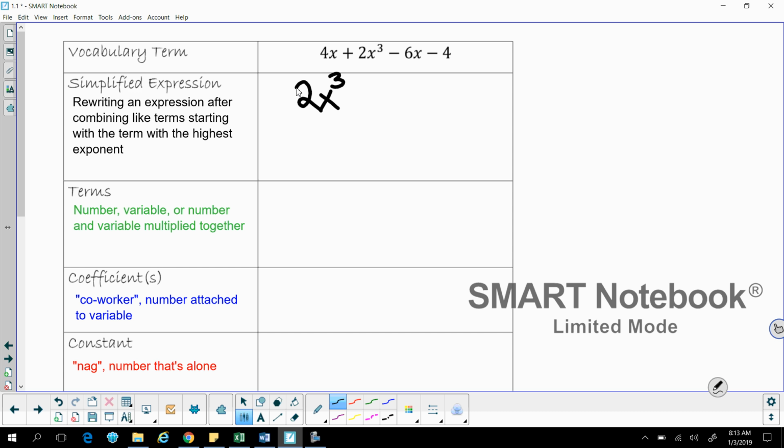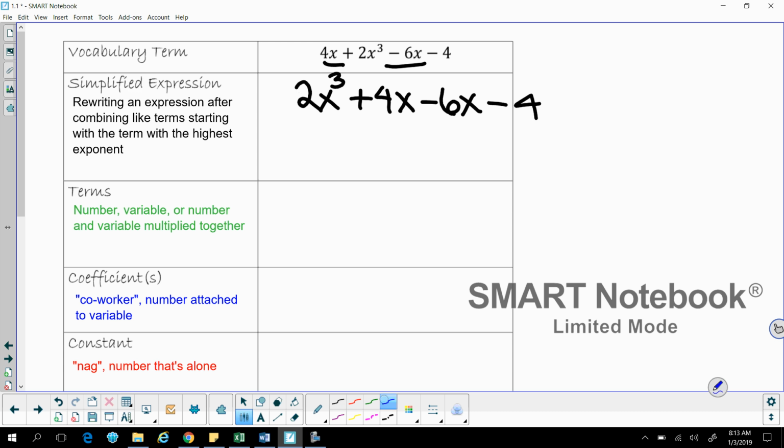Are there any other x's? 4x, and what's the other one? Oh, don't drop that negative. So 4 and negative 6. So I'm going to do plus 4x minus 6x. And then that constant nag at the end, negative 4. There's no other constants. We always start with the highest exponent, which we'll get to is degree. So we always put the highest exponent first.